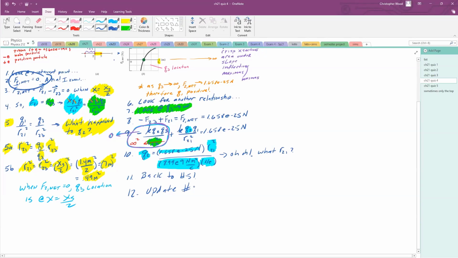Update number 10. So I have Q2 equals 1.658 times 10 to the minus 25th newtons times R21 squared, which is 0.49 meters squared, all over, dimensional analysis is probably a good idea here, 8.99 times 10 to the ninth newtons times meter squared over coulomb squared. This was a typo. This should have been coulomb squared.